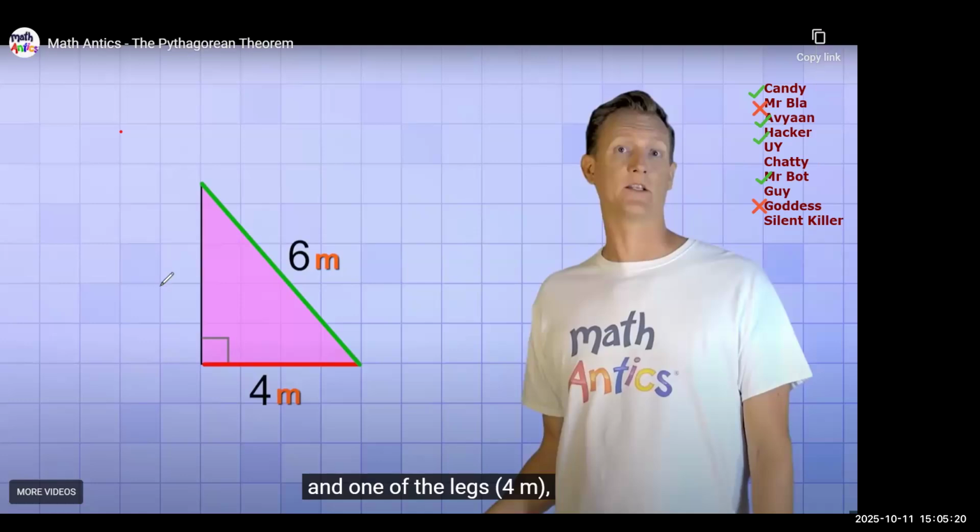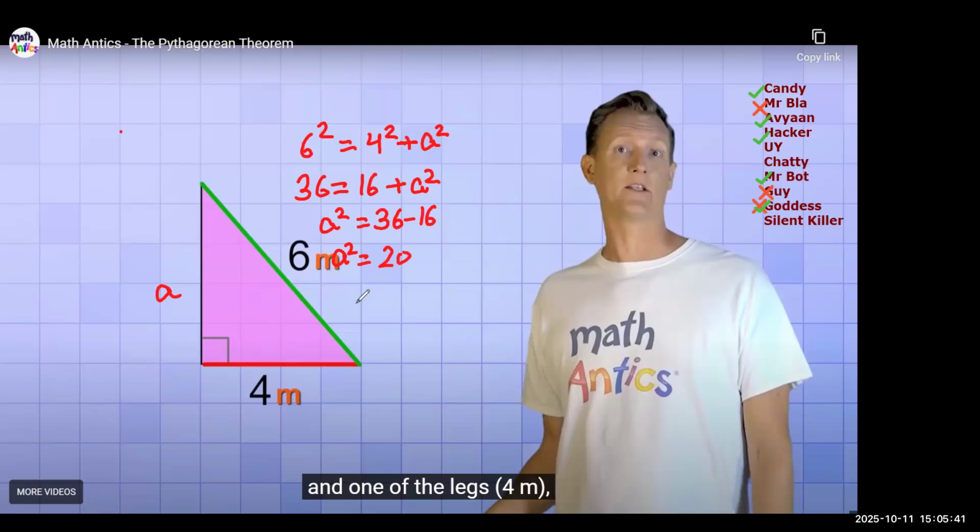So guys, we can take this as A. 6 square is equal to 4 square plus A square, or I can write A square plus 4 square equal to 6 square. 36 is equal to 16 plus A square. So that means A square equal to 36 minus 16. So A square is equal to 20. A will be equal to square root of 20.